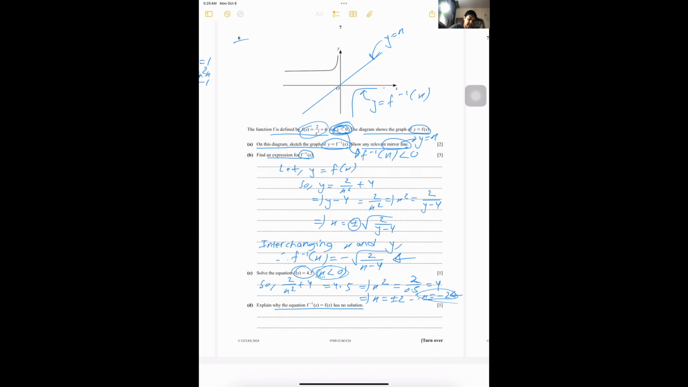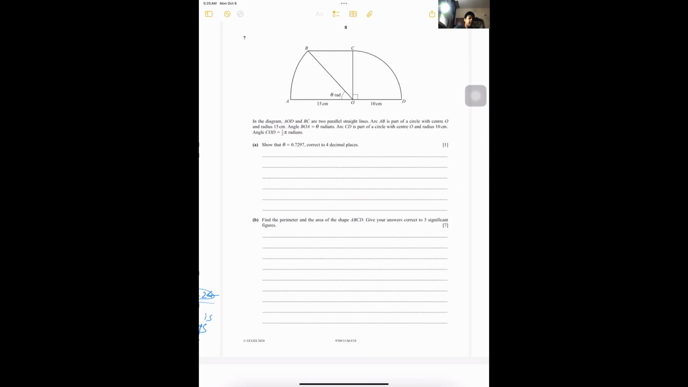Explain why this equation has no solution. So the explanation is the curves don't intersect, or you can write f inverse x is always negative, and f(x) is always positive. So first, they are not intersecting at any point, and second, the inverse is always negative and f(x) is always positive, which shows that they do not intersect at any point.